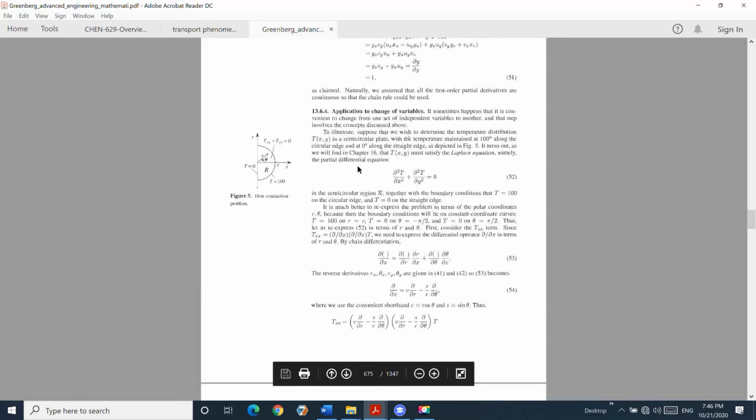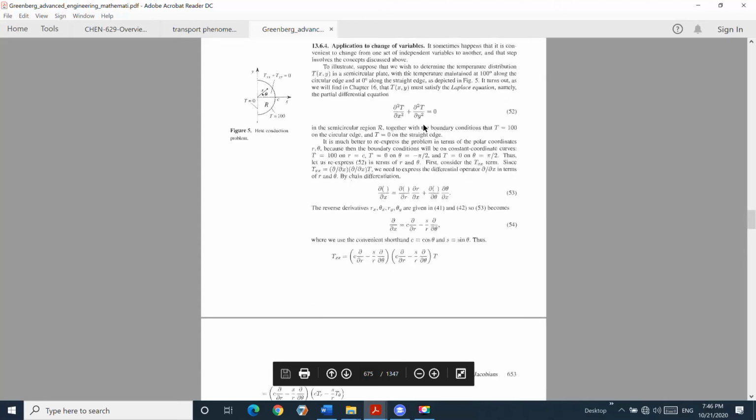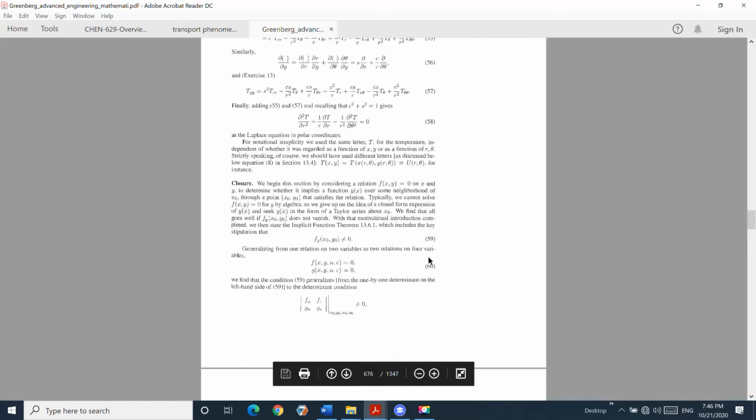Now section 13.6.4 gives an application to change of variables. You see these examples, a good example, temperature variation inside of your system with respect to the direction of x and y in a second order differential equation here.